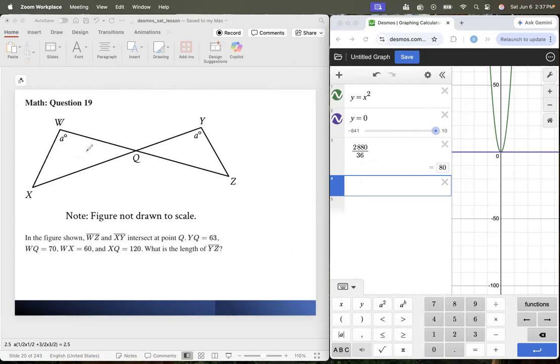A little bit challenging, but it's straightforward. Look at a triangle. You have a triangle. You don't know what kind of triangle, but in the figure below, x, y, there's an intersection by Q. YQ is 63. So YQ is 63 here. WQ is 70. And the WX is 60. So WX is 60. And XQ is 120. What is the length of YZ?